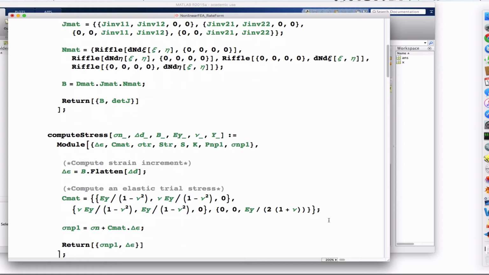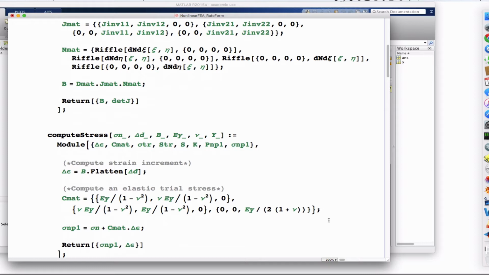And you'll notice that what comes in is the old stress, the stress at step n, and what comes out is the stress at n plus 1, okay? So we are storing the old stress. Also, what comes in is an increment of displacement, the strain displacement matrix, and material properties: Young's modulus, Poisson ratio, and yield stress, which we're not going to use right now, because it's just an elasticity problem.